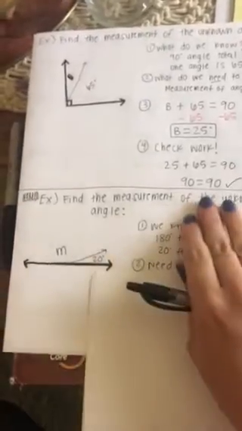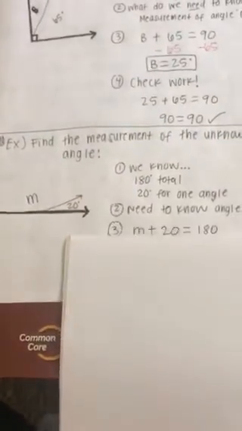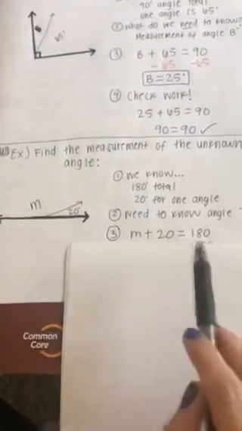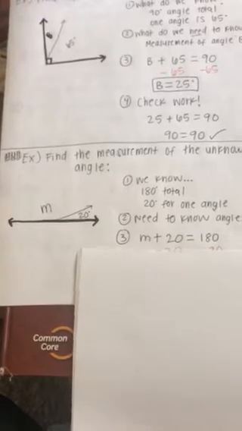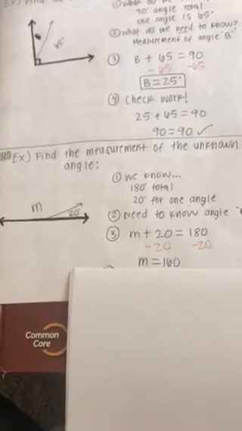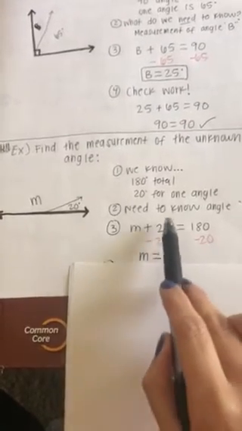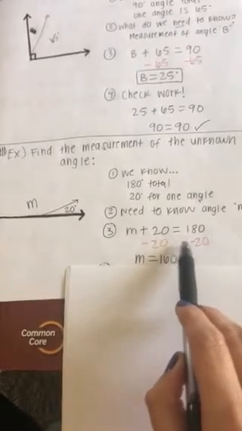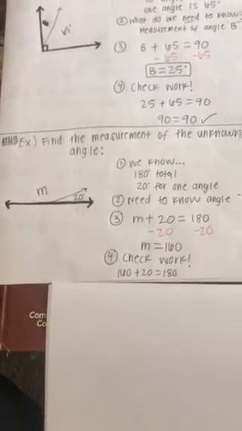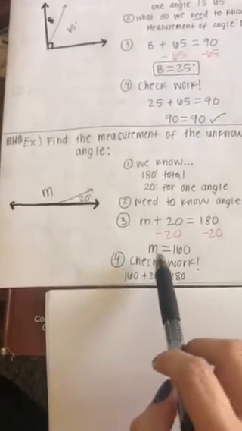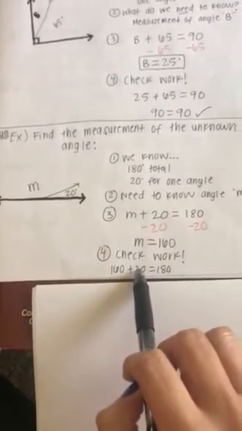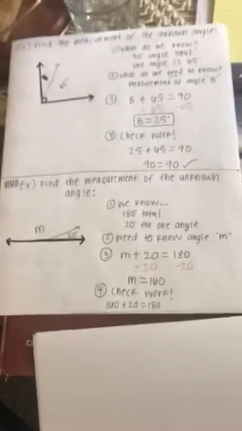So I'm going to figure this out by writing an equation. M plus 20 equals 180 because it's a flat line. And then we need to subtract 20 from both sides. And we will get M equals 160 because we got rid of that 20. 180 minus 20 is 160. So M equals 160. And like always, check your work. You plug that in. So instead of M, you're going to put 160. So 160 plus 20 equals 180. Yep, we were correct.